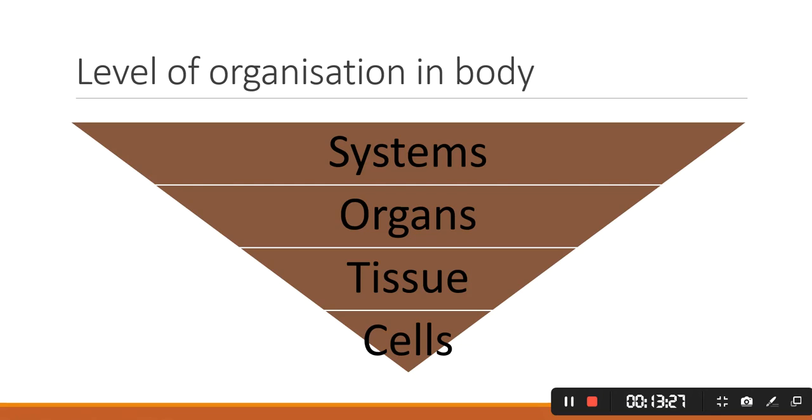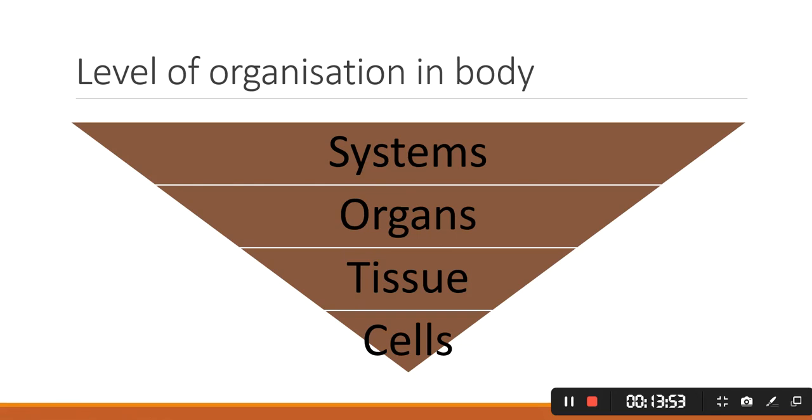Now, what is the level of organization in the body? The basic unit is a cell. All the cells get together and make up a tissue. The tissues get together and make up the organ, and the organs make up our systems. So like if I'm saying the ciliated columnar epithelium, the epithelial cells make up the layer of our respiratory passage, our trachea.